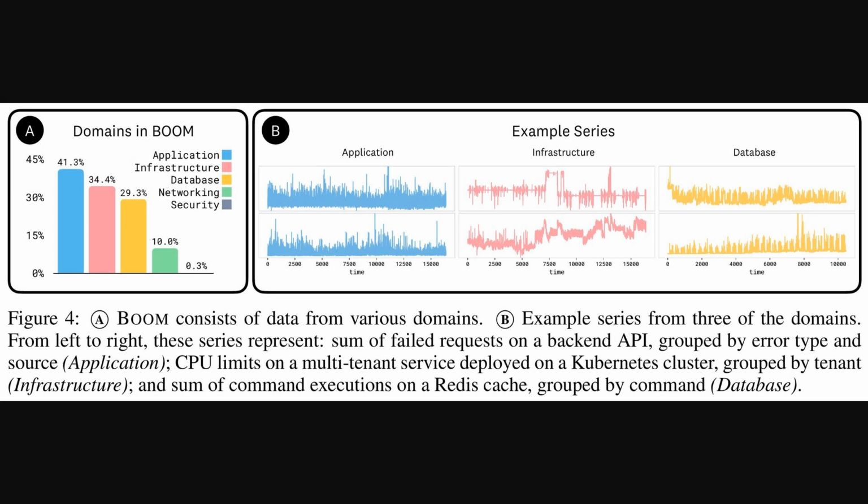So, after looking at TOTO's architecture and the importance of its components, this now shifts focus to the BOOM benchmark itself, giving us a closer look at the data TOTO is evaluated on. Panel A here provides a breakdown of the domains covered in BOOM. We see a bar chart showing that application metrics make up the largest portion, around 41%, followed by infrastructure and database metrics. And Panel B offers some visual examples of these time series. For instance, you can see plots representing data like failed API requests for applications, CPU limits for infrastructure, and command executions for databases. This really helps visualize the kind of real-world observability data we're talking about.